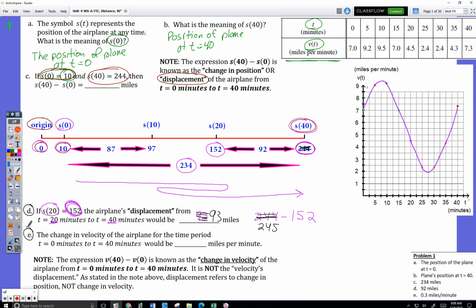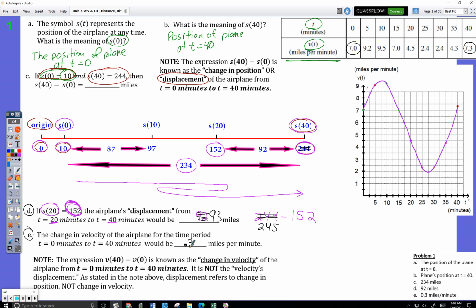Fair enough. So the velocity at time 0 is 7. The velocity goes up and down, but if all they're asking for is change in velocity, all we care about is comparing the two velocities. So this would be 0.3. Show me your hands if you knew. 0.2 for Mark.